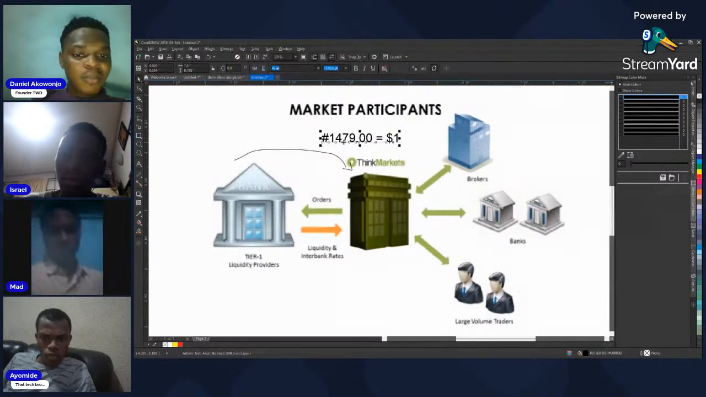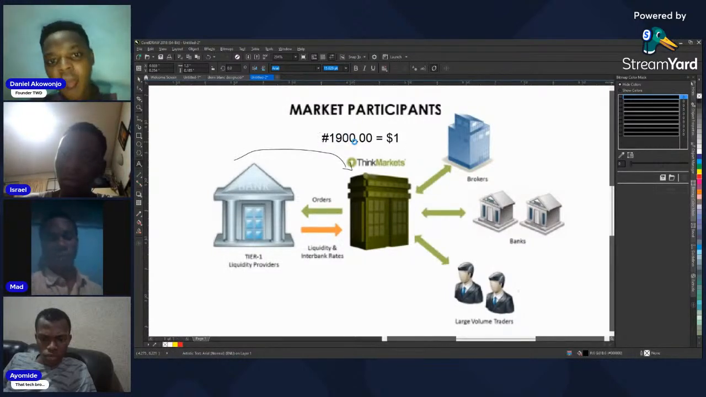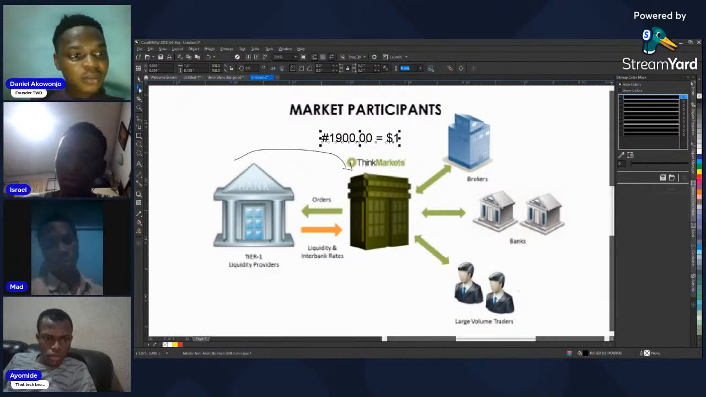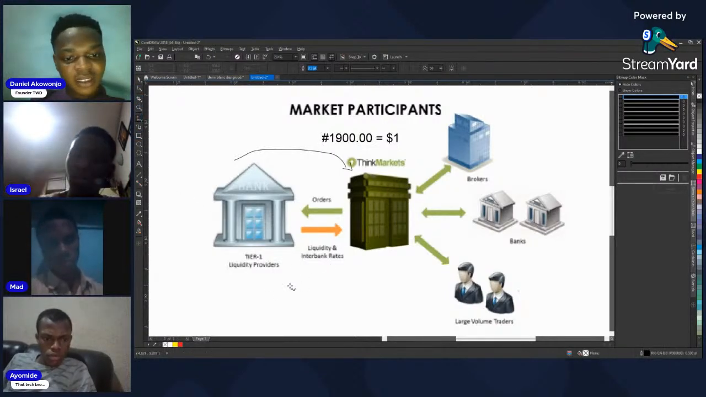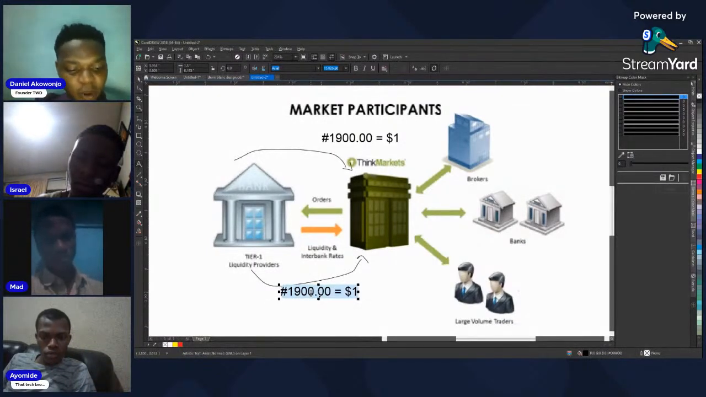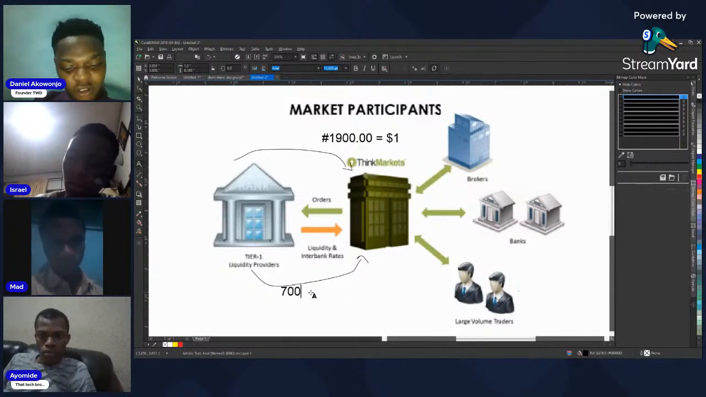So now, let me just use the instance where price went as far as 1900. Let's talk about that instance. What happened when price went as far as 1900? What did the banks do? The banks decided to pump a large amount of money. That's the Central Bank of Nigeria. They pumped a lot of money into the market. Now, let's imagine they pumped over 700 billion.